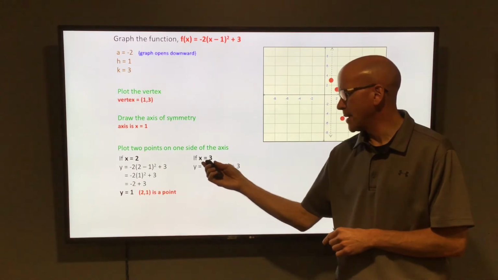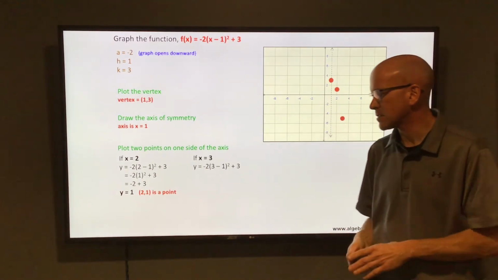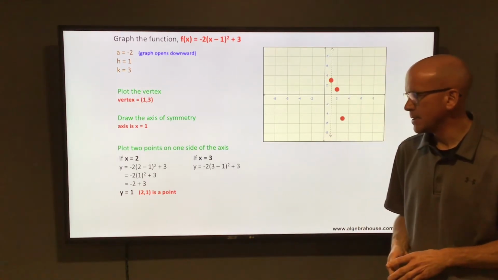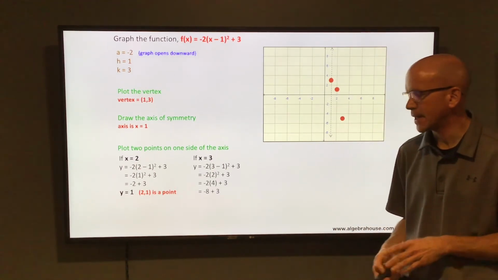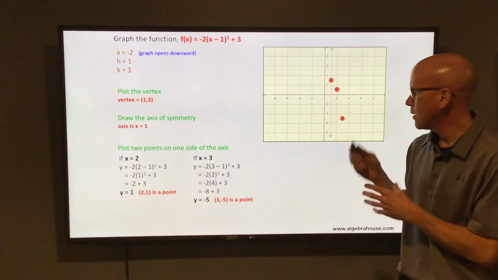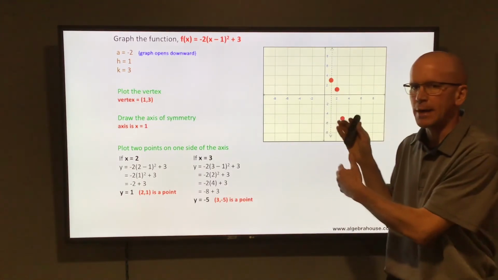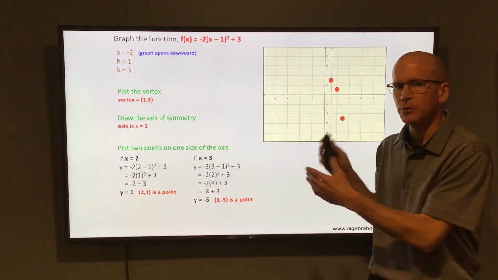Another point is putting 3 in for x. So if you put 3 in for x, again, that's a point to the right of the axis of symmetry. It's going to be negative 2 times 3 minus 1 squared plus 3. It'd be negative 2 times 2 squared plus 3. It's negative 2 times 4 plus 3, or negative 8 plus 3, which is negative 5. So when x is 3, y is negative 5. That's another point on that parabola. So there you have a couple points to the right. Remember, this axis of symmetry divides this parabola into 2 mirror images.